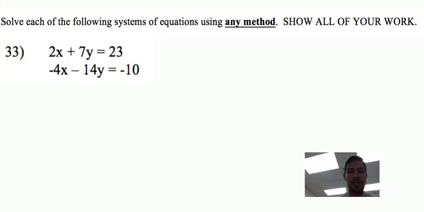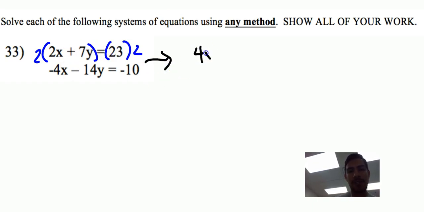Okay, so 33. I can use any method I want. I want to use elimination for this one because I see a positive 2x and a negative 4x, which means all I need to do is make this 2x into 4x to cancel them. So I'm going to multiply the top equation by 2, both sides of the equation. I'm going to rewrite everything.